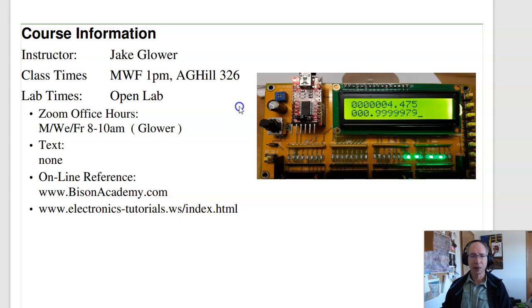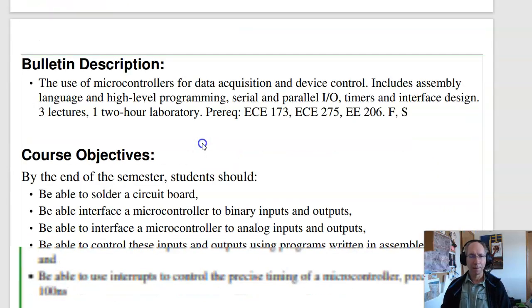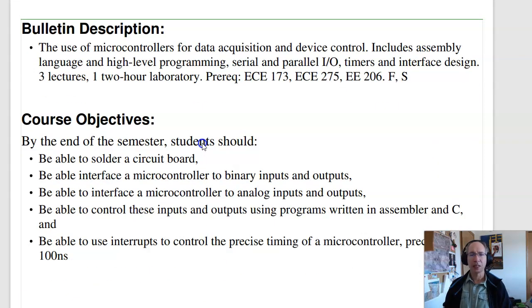The bulletin description is the use of microcontrollers for data acquisition and device control. Includes assembly, high-level programming, serial and parallel I/O, timers, interface design. The prereq is ECE 173, C programming. If you forget your C programming, don't worry about it. The main thing we need in this course is what is a subroutine, for loops, do loops, if statements. That's about it.